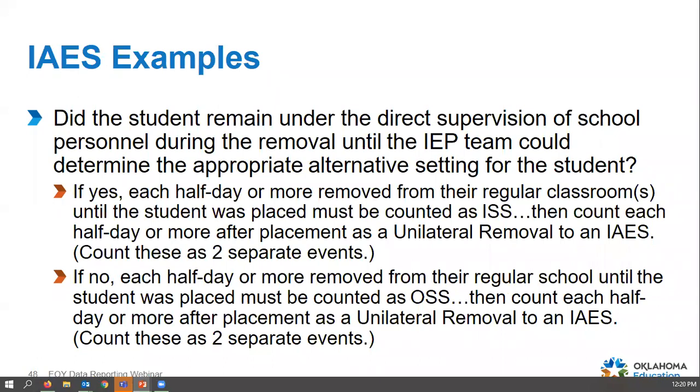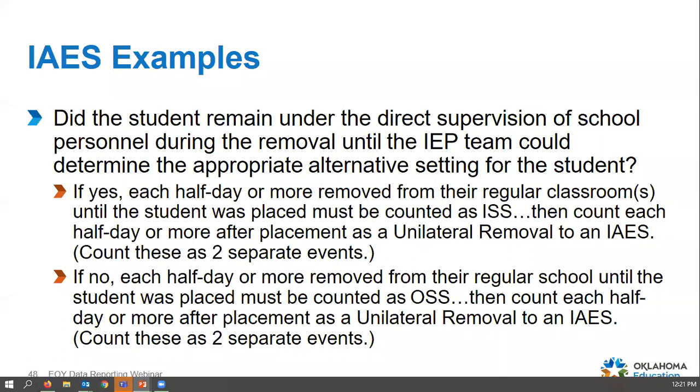Okay, so did the student remain under the direct supervision of school personnel during the removal until the IEP team could determine the appropriate alternative setting for the student? Okay, if yes, if they remained under direct supervision of school personnel, then until placement was changed, it's counted as ISS. After placement, it's unilateral removal. If they didn't remain under the direct supervision of school personnel, then it's OSS, and then you count the rest of that as unilateral removal. Okay, so it's very specific on how we have to report these.